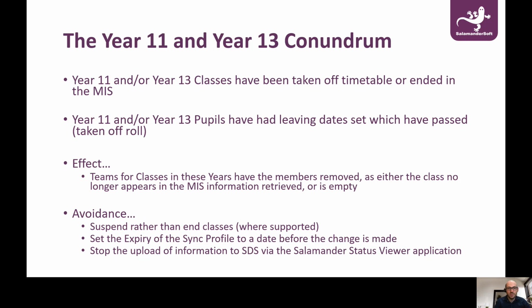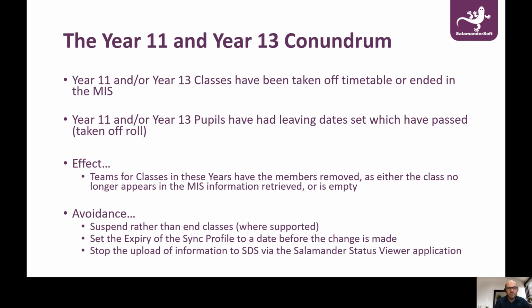So we'll focus on the first issue to start with, the Year 11 and Year 13 conundrum. A reminder, the two issues we're looking at here are the Year 11 and Year 13 classes have been taken off the timetable, or the Year 11 and Year 13 pupils have had leaving dates set which have now passed. If either of these two situations occur, the effect is the same. The teams for these classes in these year groups will have their membership removed, either as the classes no longer appear in the MIS information we retrieve, or that membership is empty.